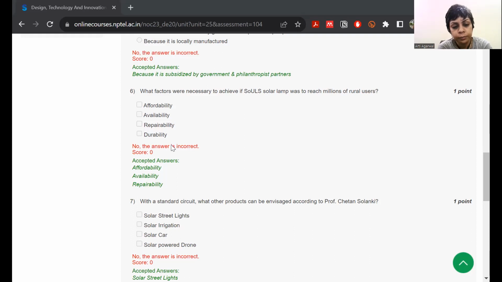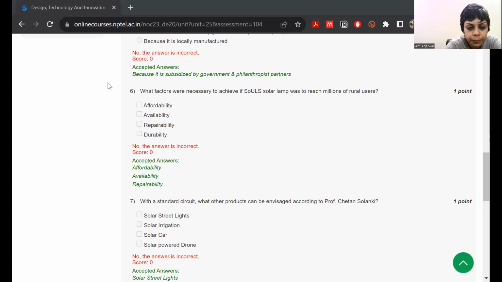Okay, question number six. What factors were necessary to achieve if Seoul's solar lamp was to reach millions of rural users? There were many things they were trying to achieve, but their main target was how many people they could reach. Initially, they had the target of reaching a million users. Once they exceeded that target, they decided to expand it to millions of users. So the reason it was able to achieve that target was these factors.